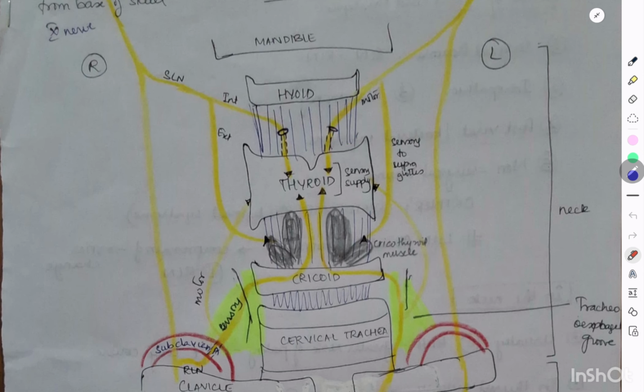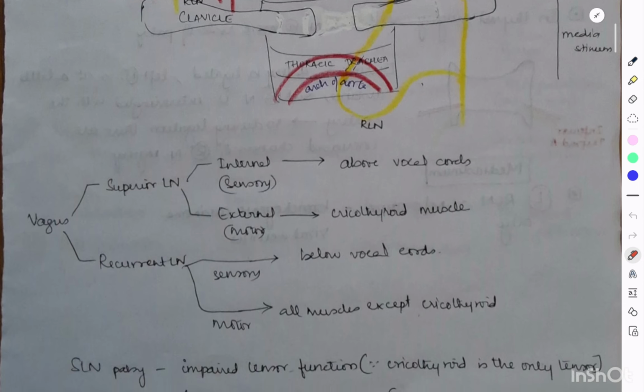So this is about the nerve supply. We'll summarize it again. We have the vagus nerve, the 10th nerve, that gives branches as the superior laryngeal nerve and recurrent laryngeal nerve. On the right side it winds around the subclavian and on the left side it winds around the arch of aorta. That has to be kept in mind. Again, the superior laryngeal nerve divides into internal laryngeal nerve and external laryngeal nerve.